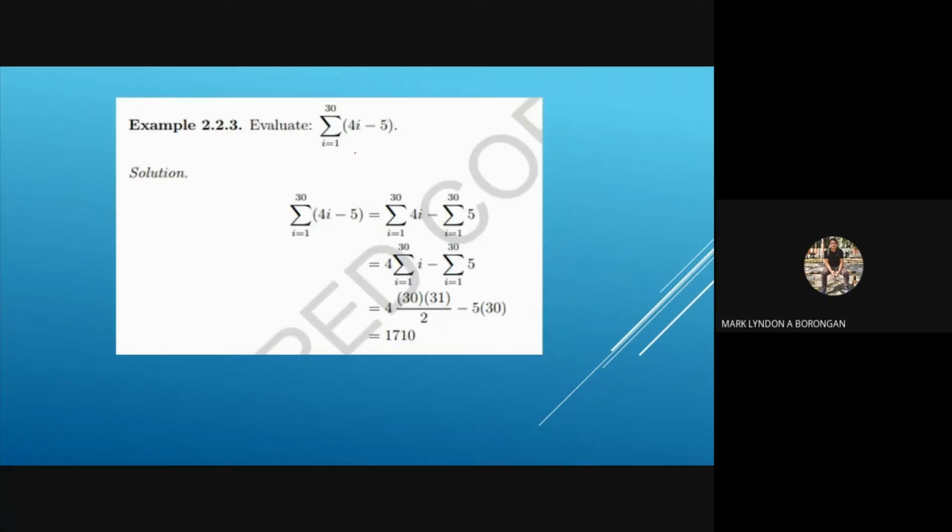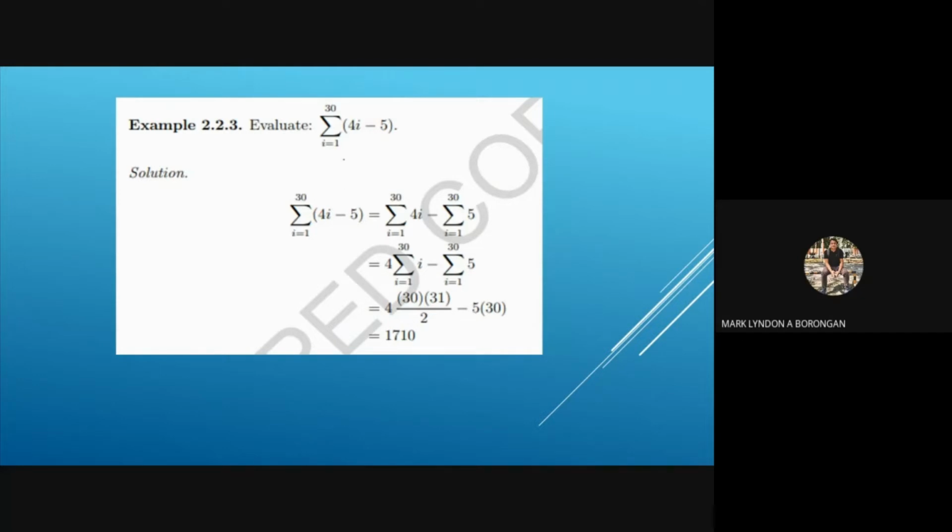Another example. We can also use property 3 here. Evaluate the summation of 4i minus 5 from 1 up to 30. So from 1 up to 30, the upper limit is already big, right?